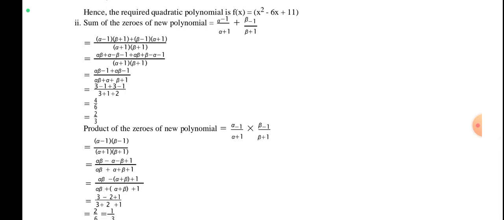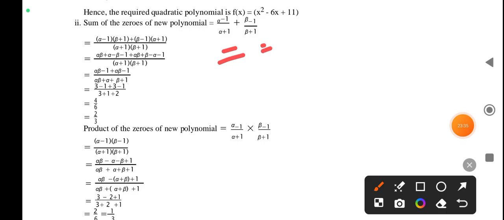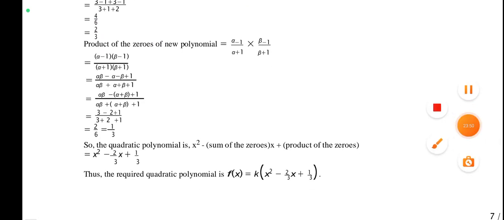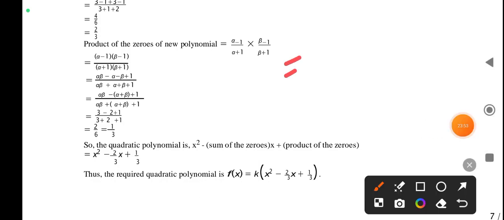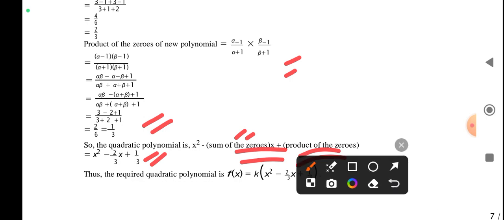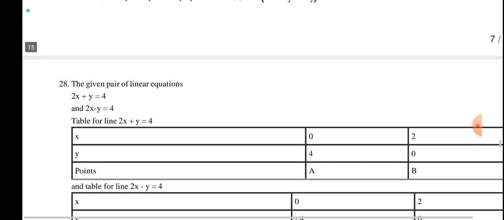Second subdivision, like that only, we are taking LCM, alpha plus 1 and beta plus 1. If you take LCM, then you get at last like this: alpha plus beta minus 2 by alpha beta plus alpha plus beta plus 1. Substitute the value and we get the answer 2 by 3. Product of the zeros of the polynomial, at last, we get the answer 1 by 3. Getting the quadratic polynomial formula, x square minus sum of the zeros into x plus product of the zeros. You can substitute the k or you can keep it as it is.